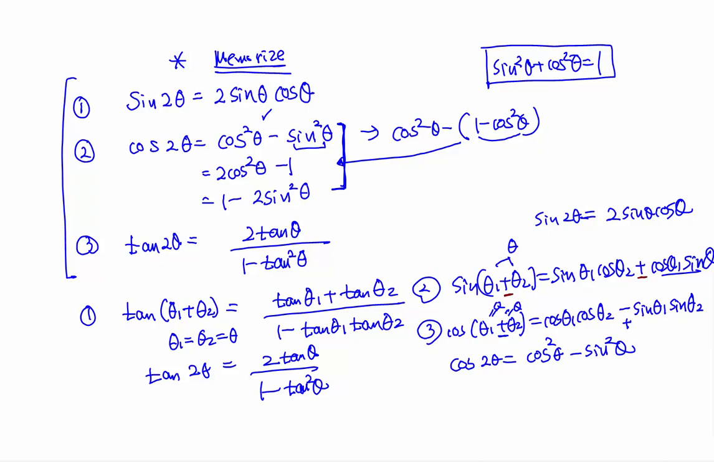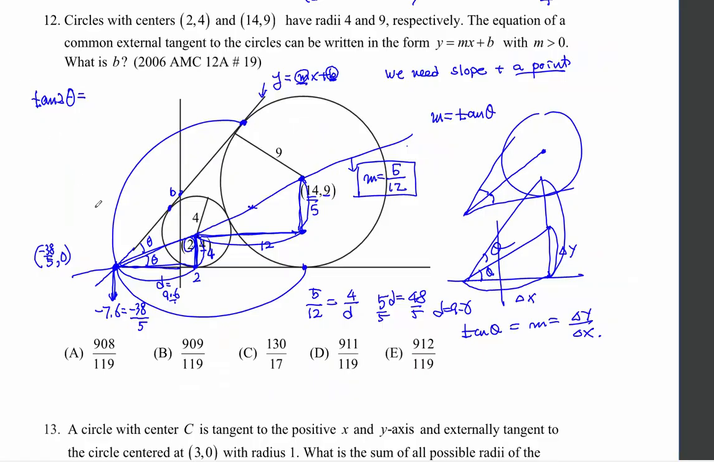Okay. Now go back to work again. Tangent theta, we know that 2 times tangent theta, right? Tangent theta is already given here: 5 over 12. Minus 1 minus tangent squared theta, right? Tangent squared theta is 5 over 12 squared, which is 25 over 144.